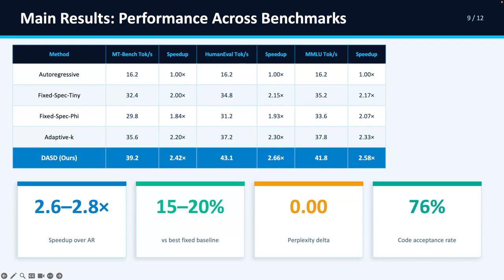by 10 to 24%. Importantly, look at the quality: perplexity differences are exactly 0.0. BLEU scores match precisely, and pass@1 code correctness is identical to the autoregressive baseline. So these are all the numbers you got: speedup over AR, best fixed baseline, perplexity data, and token acceptance rate.